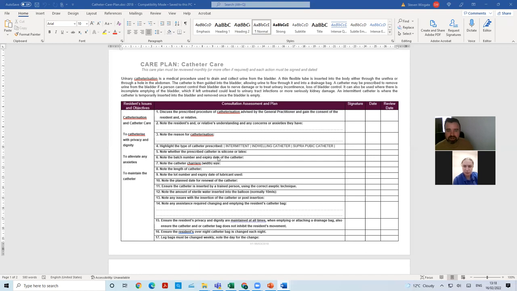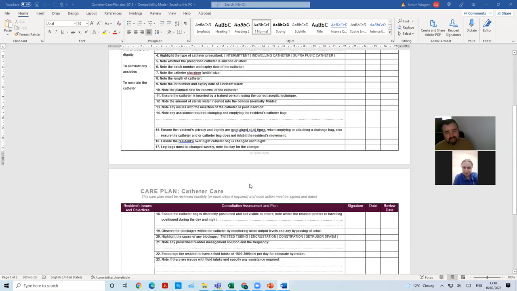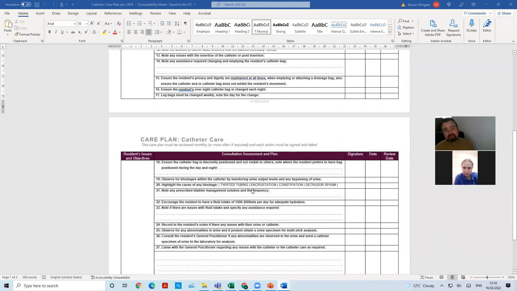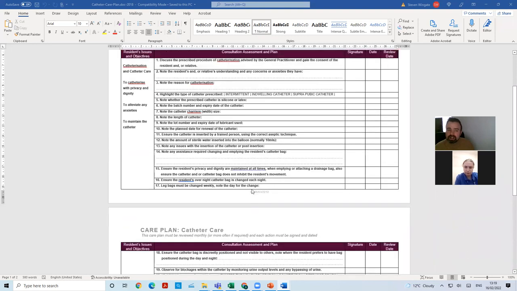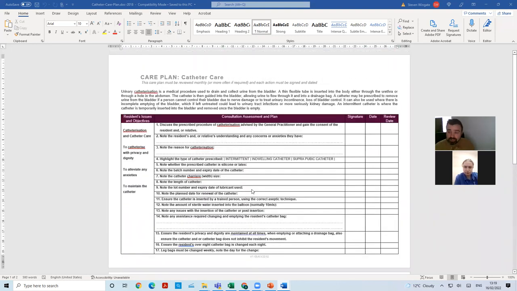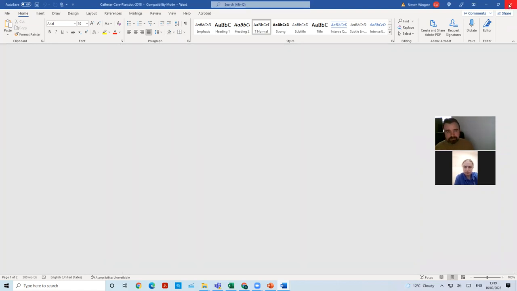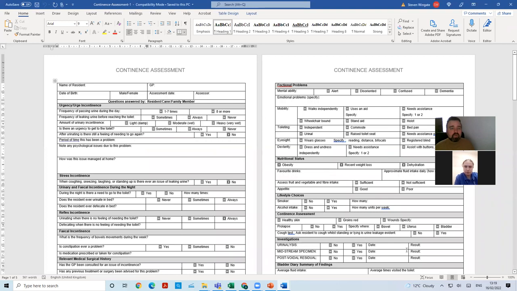So when is it? Who prescribed it? Is it silicone or latex? What was the batch number? When does it go in? All of that stuff you're going to learn in a minute. And then it's just other steps in the care plan which you would complete. So the care plans that you've got access to are just typical bog standard care plans that run through nursing and clinical procedures.